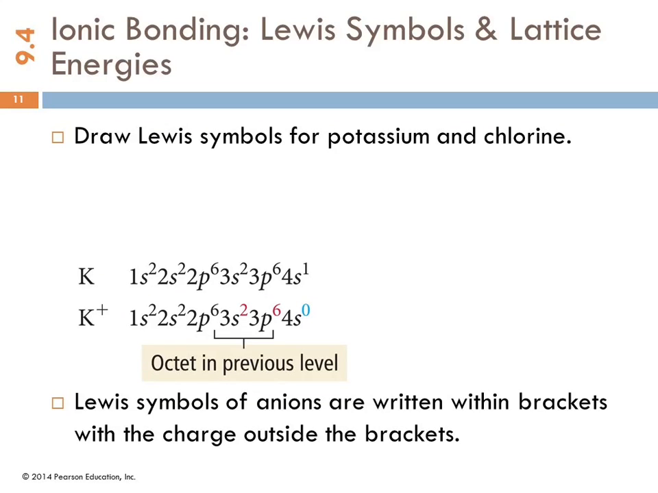Let's draw Lewis symbols for potassium and for chlorine. So let's see, let's pick a color. Blue. Blue would be good. So potassium has the element symbol K. How many valence electrons does potassium have? 1? Yes. There's a Lewis symbol for potassium. That's hard, huh?